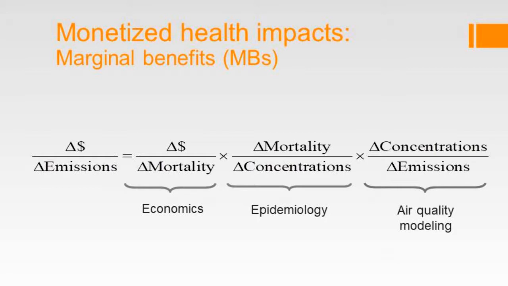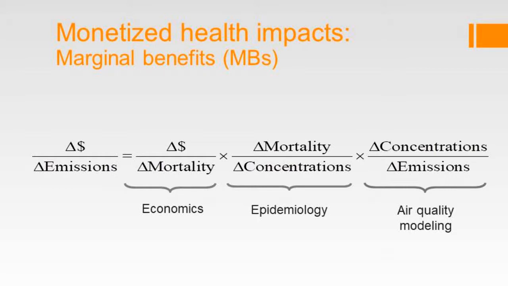And this is one example of the schematic that we use to do these calculations. For a number of endpoints that we look at, particularly on the health side, we try to monetize these health impacts, and we borrow from information and models and background data from economics, epidemiology, and air quality modeling. From economics, we borrow how the value of the health endpoint, such as mortality, is identified through the value of a statistical life. From epidemiology, we use the associations between health endpoints, in this case mortality, and changes in concentrations. And then we use air quality models to link those changes in concentrations to changes in emission.